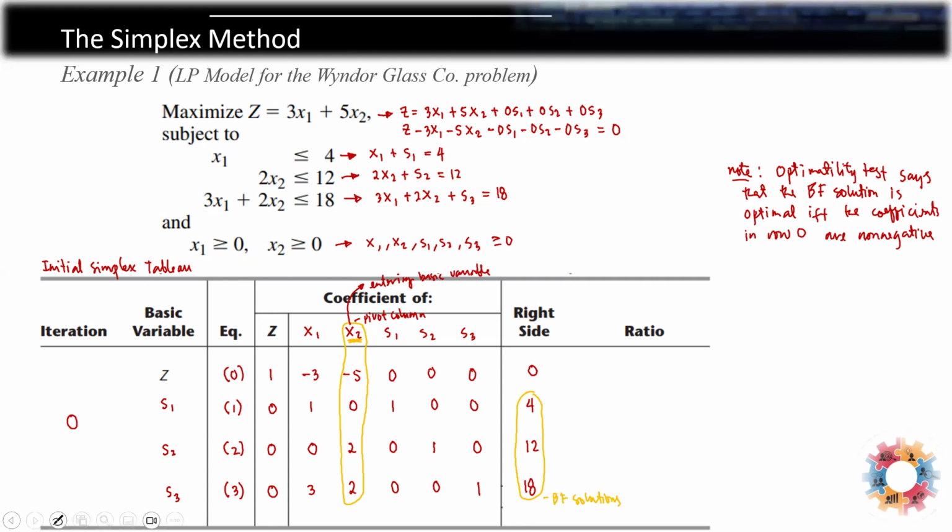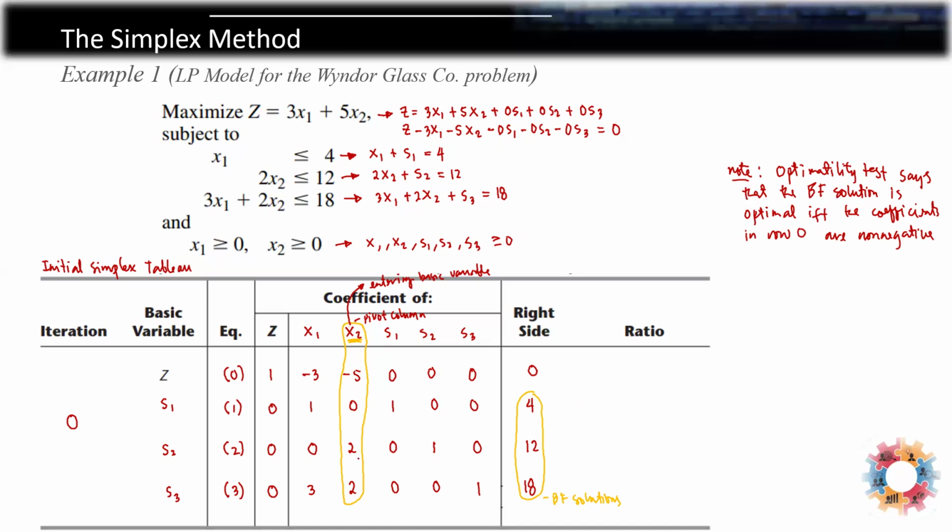So the minimum ratio test says that you can find your pivot row by dividing each BF solution by a value that corresponds to the pivot column. Okay, meaning this 4 here will be divided by 0.